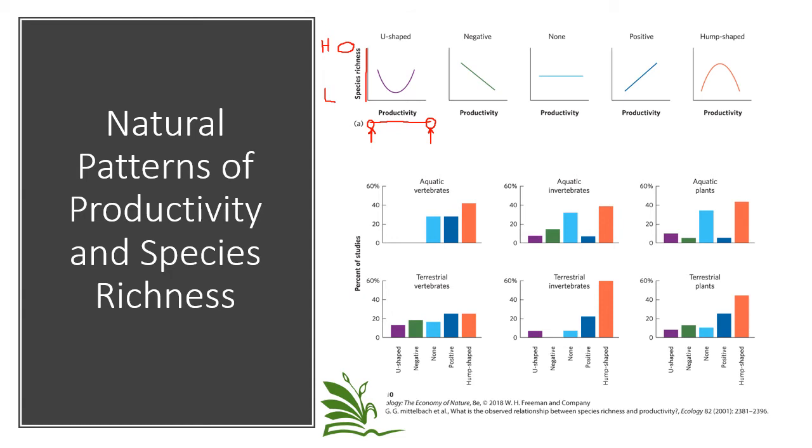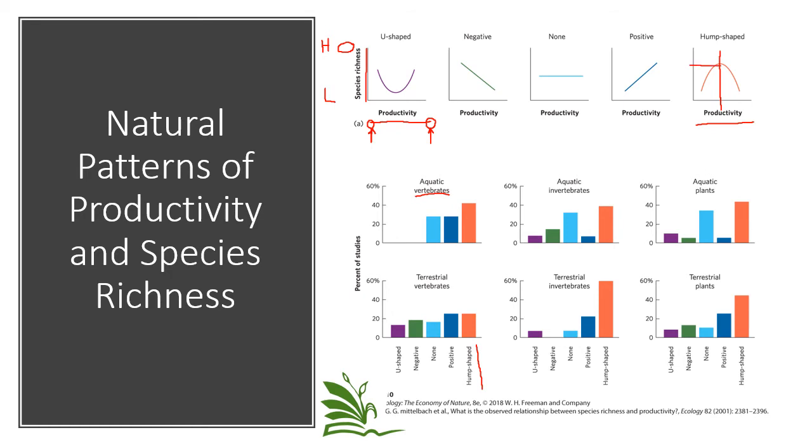But generally, most organisms, whether it's aquatic vertebrates, so like whales or sea otters or dolphins or fish, we often see in communities of aquatic vertebrates, we often see a hump-shaped distribution. That is, in intermediate productivity environments, we see the highest species diversity.